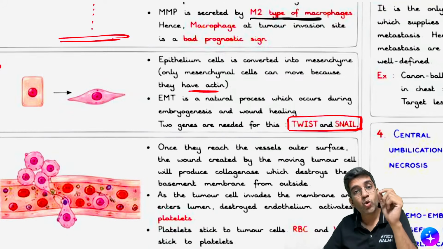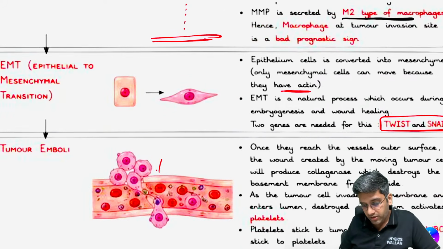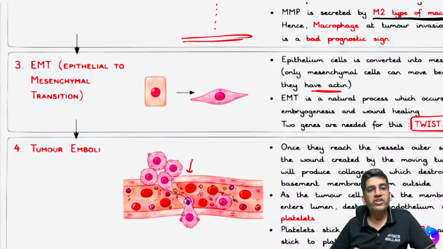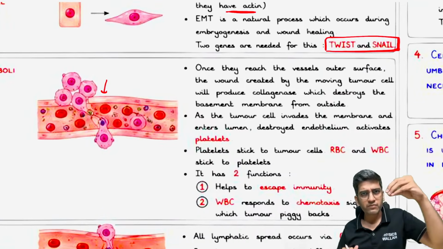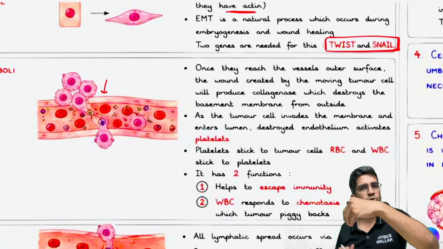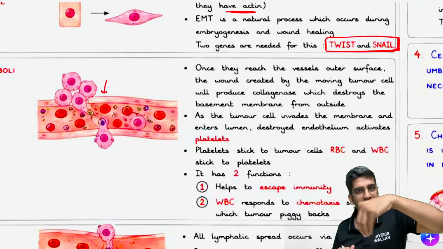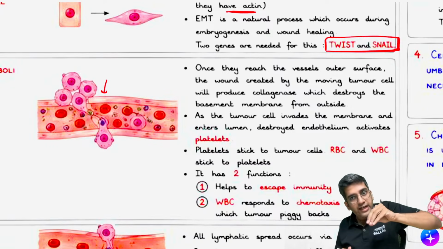Then the mesenchyme slowly moves and reaches the blood vessel. The moment it reaches the blood vessel, it will form a tumor embolus inside the blood vessel, right? It comes to the blood vessel surface. Same concept, collagenase comes, destroys the vessel. From outside, it enters inside.